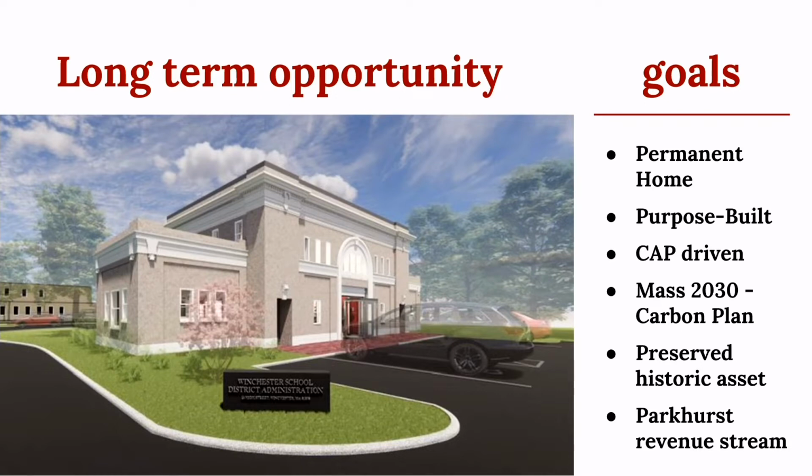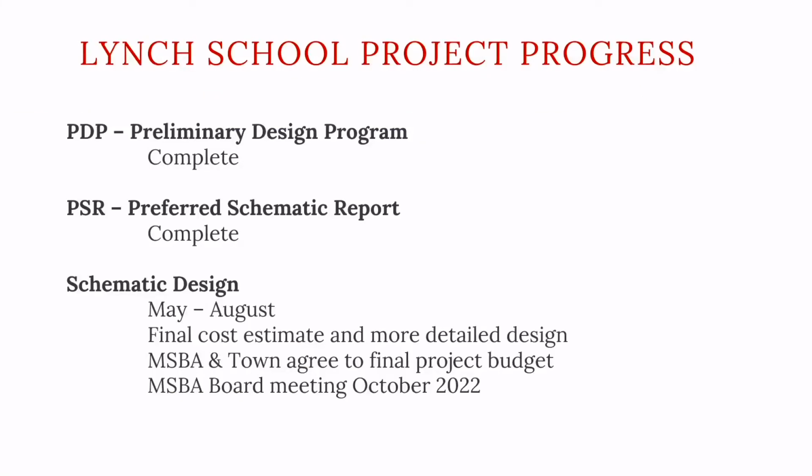It achieves key goals for Winchester's Climate Action Plan as an all-electric facility with substantial savings in energy costs. And just as importantly, the project frees up the Parkhurst School to be used as swing space during Lynch construction, as well as the opportunity for revenue generation by being leased. Madam Moderator, I'm happy to hand it off now to our architect from TAPE, Charlie Hay.